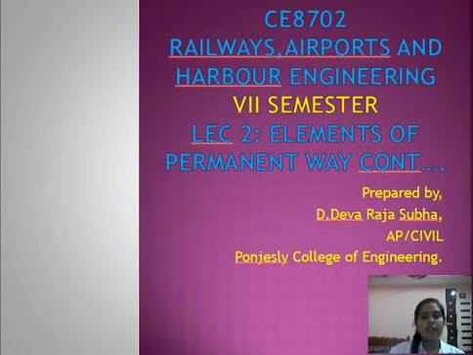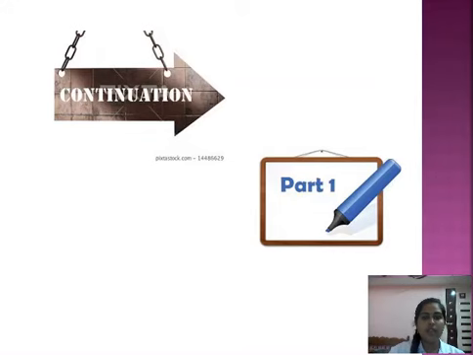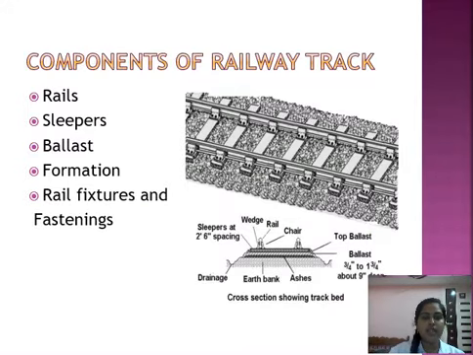In the last class, we have discussed about the requirements of ideal permanent way and the elements of permanent way. So in this class, we are going to discuss about the continuation of elements of permanent way. So what are the elements of permanent way? Rails, sleepers, ballast, formation, rail fixtures and fastenings. In the last class, we have discussed about rails. So in this class, we are going to discuss about the other components of railway track.